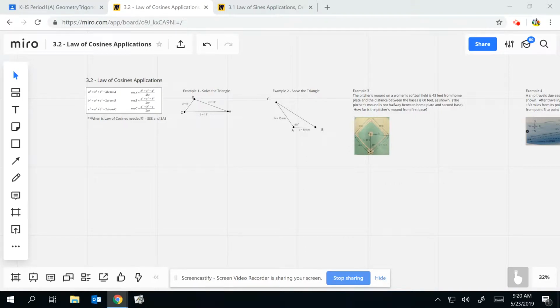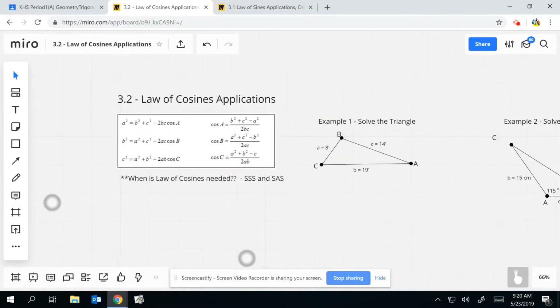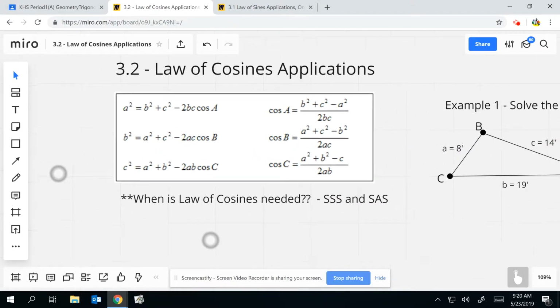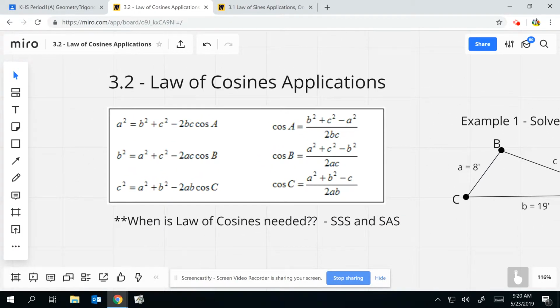Okay, so law of cosines 3.2. I found this image right here. And again, we're not memorizing the formula. It would be nice to have it memorized, but they did kind of break it into two pieces for you now.